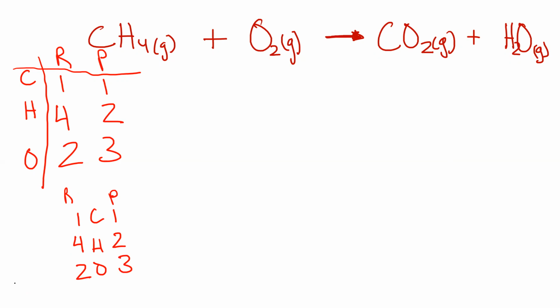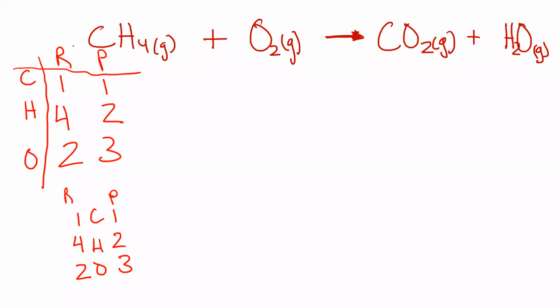Now, I can only change these things by adding coefficients to the symbolic formulas. I can only alter things by putting coefficients in front of the formulas. Therefore, what am I going to do? Well, the last thing I want to change is something that only has 1 element. Here's a hint. Generally, save anything that is elemental, like the pure oxygen, to put a coefficient there last. Because the easiest thing in the world to do is to alter something that is just by itself.